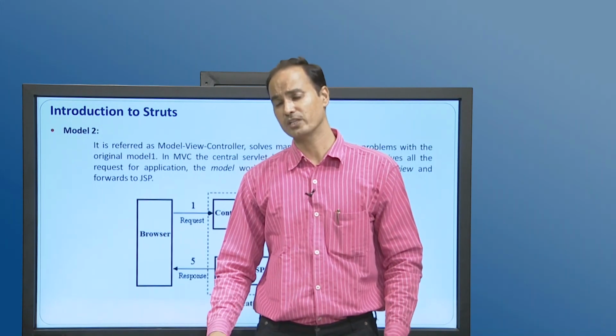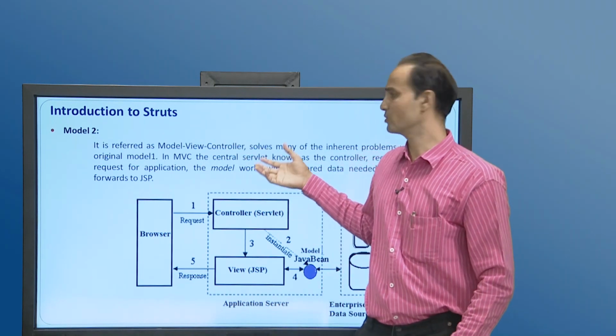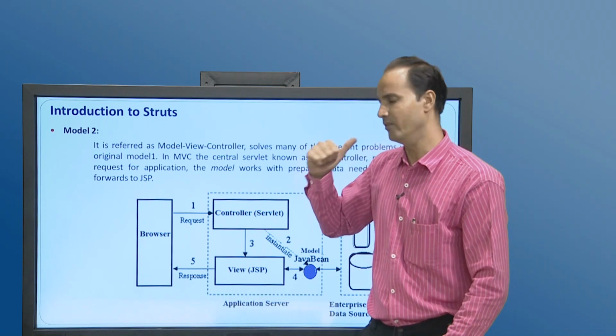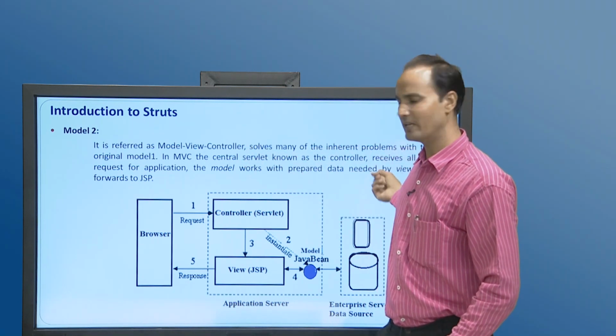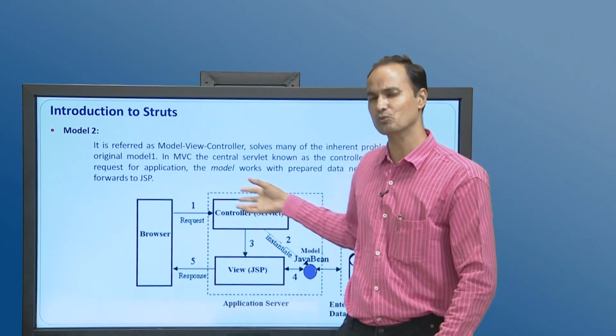Now, what about Model 2? Model 2 was referred to as Model View Controller. Model View Controller solves many of the inherent problems of Model 1. In MVC, the central Servlet, known as the controller, controls the execution task, receives the parameters from the backend, and forms the response back to the client.